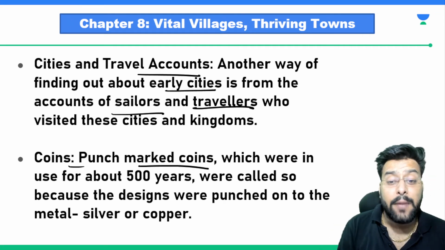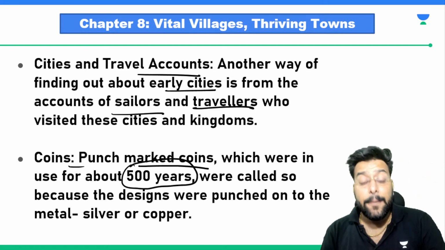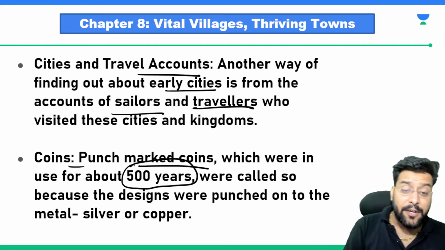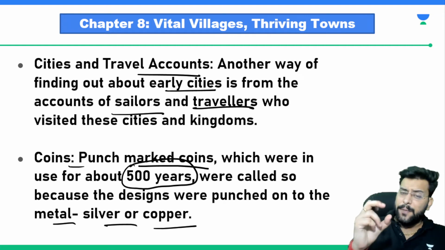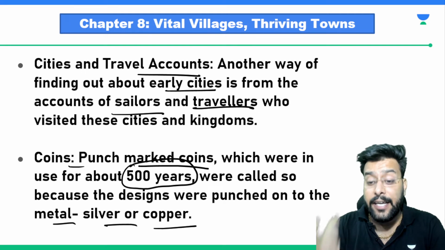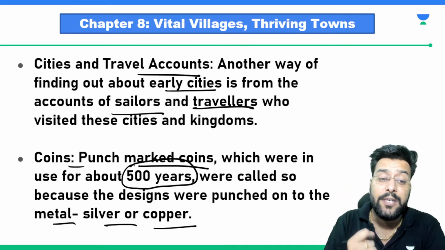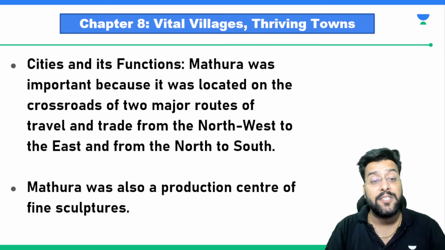We found punch marked coins which were used about 500 years ago. People were using punch marked coins, and they were named like that because they were punched on metal, silver, or copper. So on a piece of metal, something was punched. That can be the impression of a king, the name of the kingdom, or another important piece of information. That metal could be silver or copper. That's why these coins were named punch marked coins.